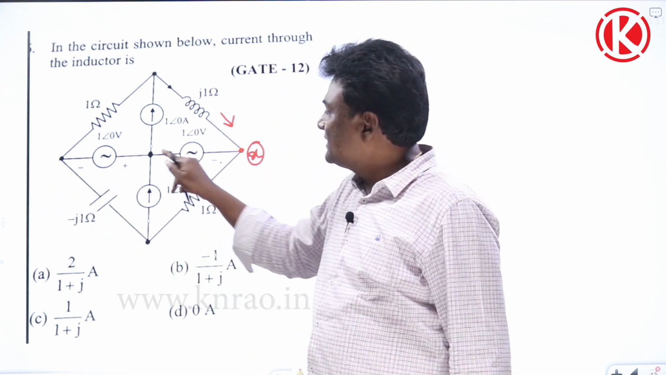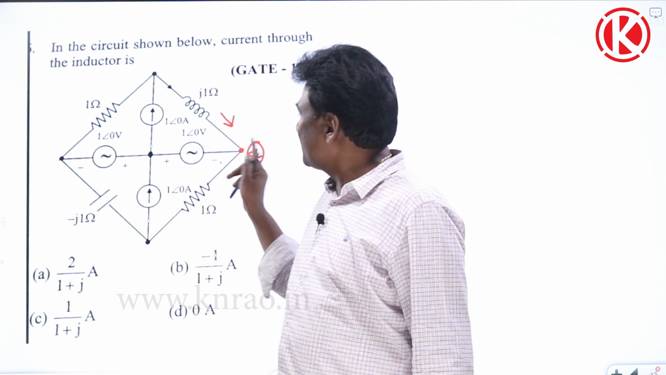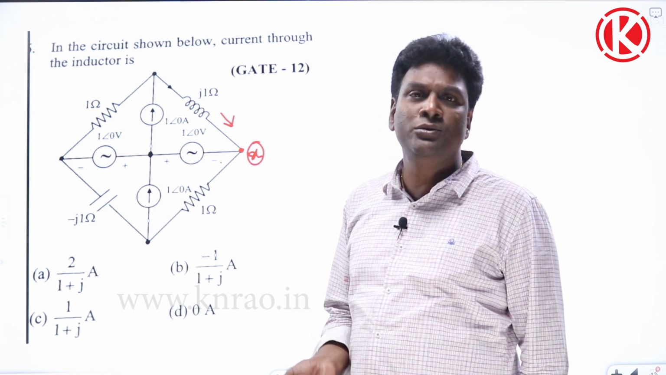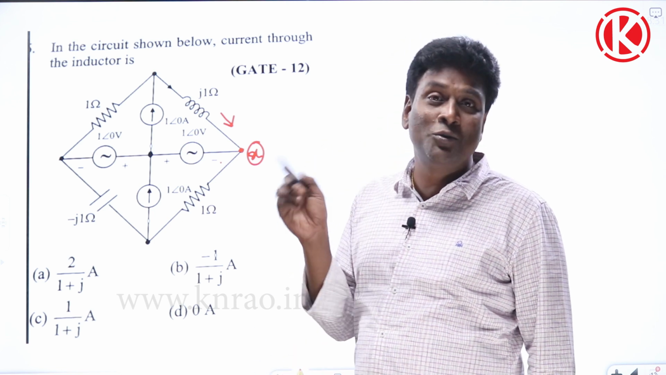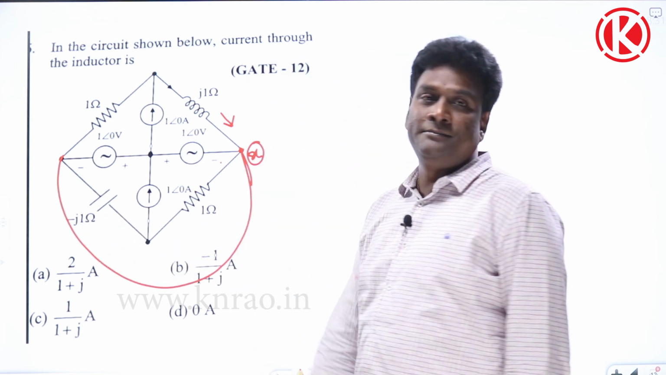So from here, voltage rise of 1 volt, voltage drop of 1 volt. Meaning that from here to here, there will be no voltage difference. No voltage difference in the sense 0, short circuit. Short circuit is a 0 volts voltage source. So this and this can be directly connected.